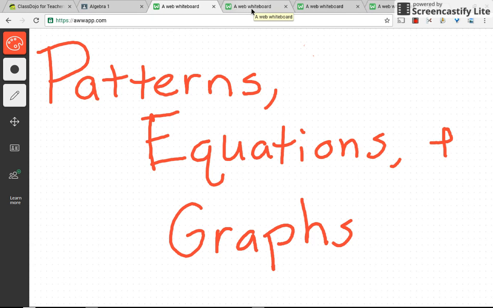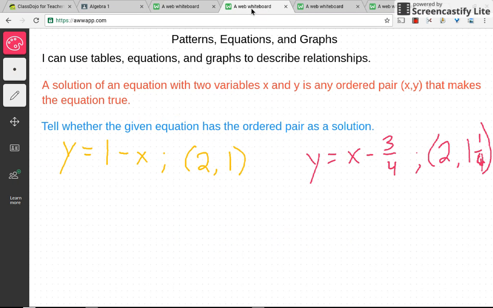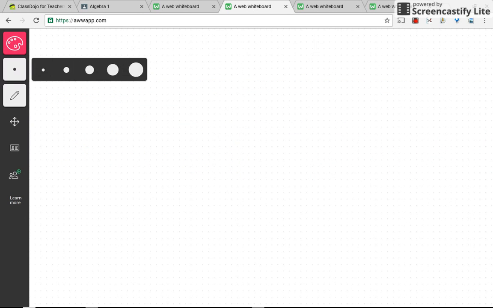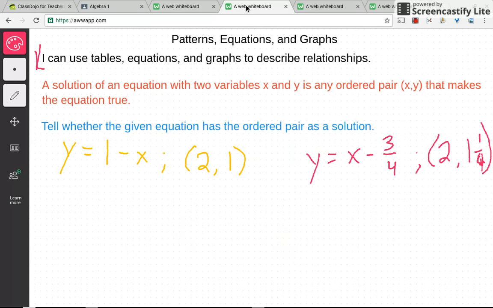Number one, I didn't come up with anything, and I don't think that'll hurt your feelings too badly. But here we go. This would be page 28 in my interactive notebook. I've titled it Patterns, Equations, and Graphs. Got my I can statement up there. And I may as well color this in here. There we go. That makes it look a little bit better.